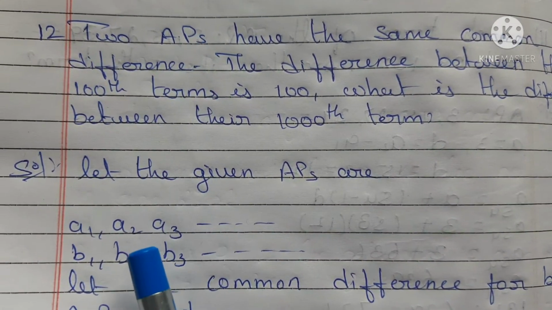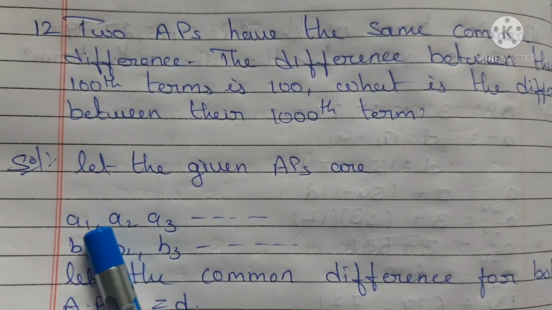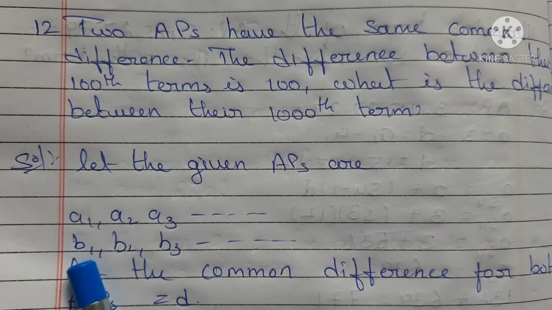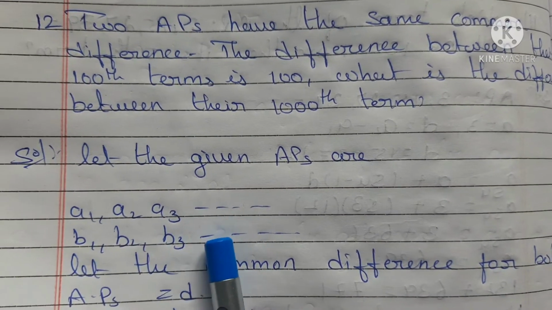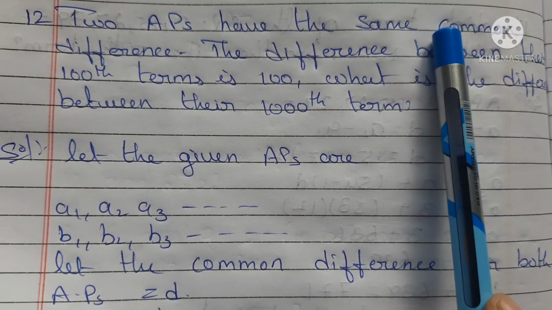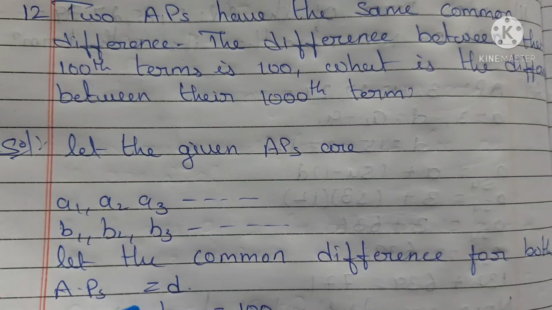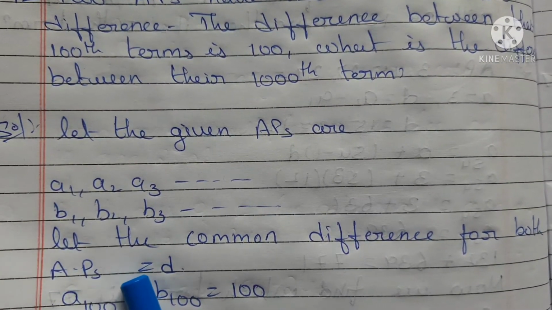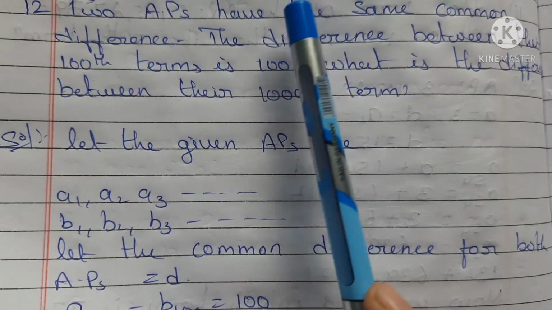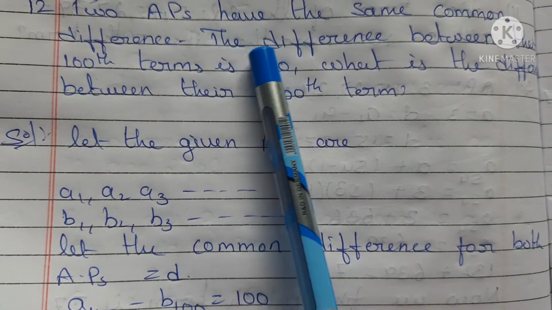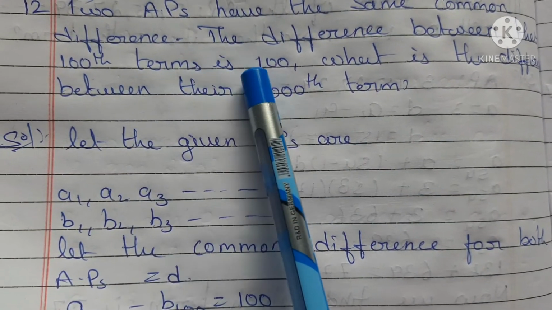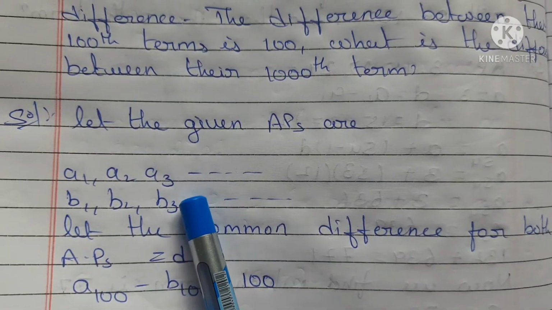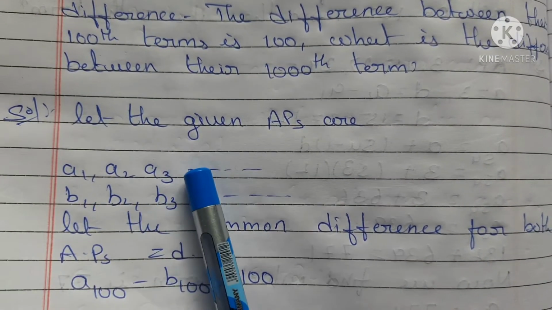Let us take the two arithmetic progressions as A1, A2, A3 and so on, and another arithmetic progression B1, B2, B3 and so on. Here they are saying their common difference is the same. That means the common difference of both arithmetic progressions is the same. After that, what do they say? The difference between their 100th terms is 100.